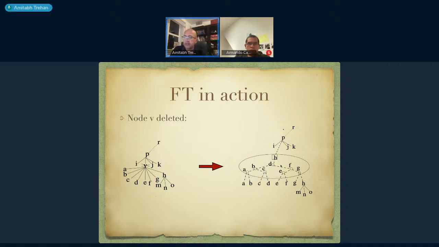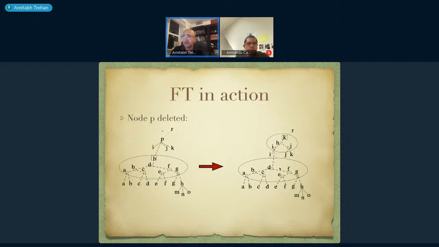Maybe I'll skip the technical reason at the moment why we keep this guy here, but we'll probably come to it soon. Okay, so now you can see that node V has been replaced by a balanced binary tree of its children, each node being simulated. Okay, that's clear to everybody. Now let's try another thing.